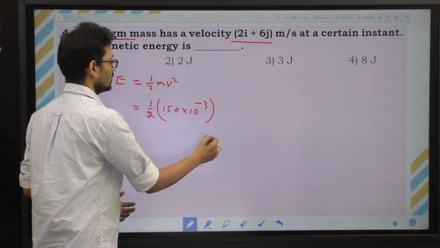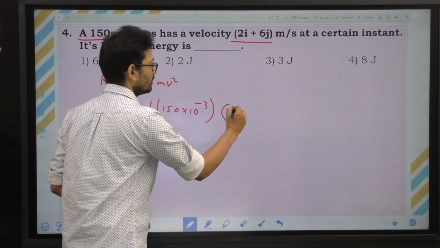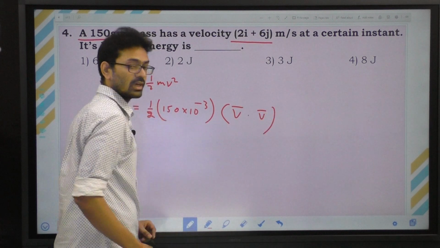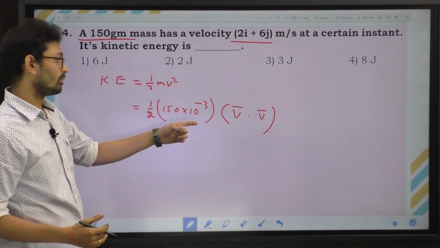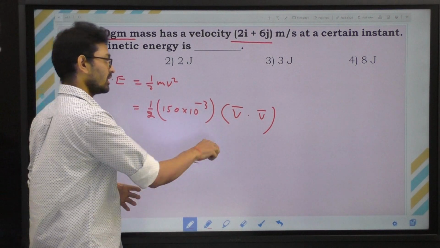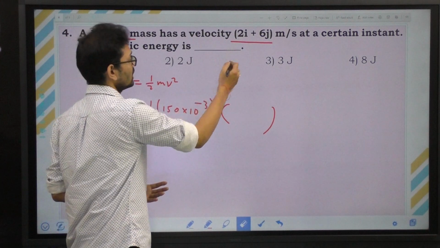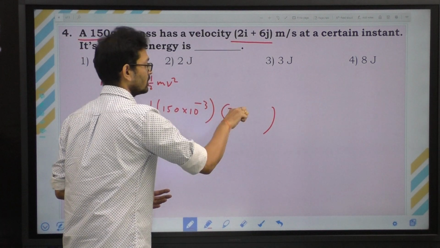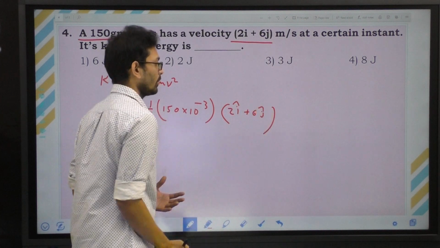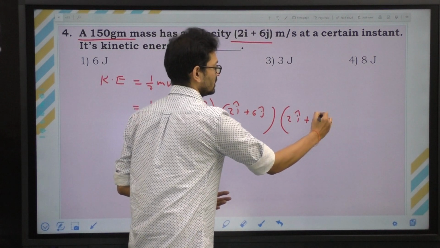Now my velocity square is nothing but v bar into v bar. When I want to write it like this, because v square in vector form I can write it like this, not as v square. I am going to write directly in the vector form, because I don't want to waste your time. You all know that and learned it in vectors. So 2i cap plus 6j cap into 2i cap plus 6j cap.